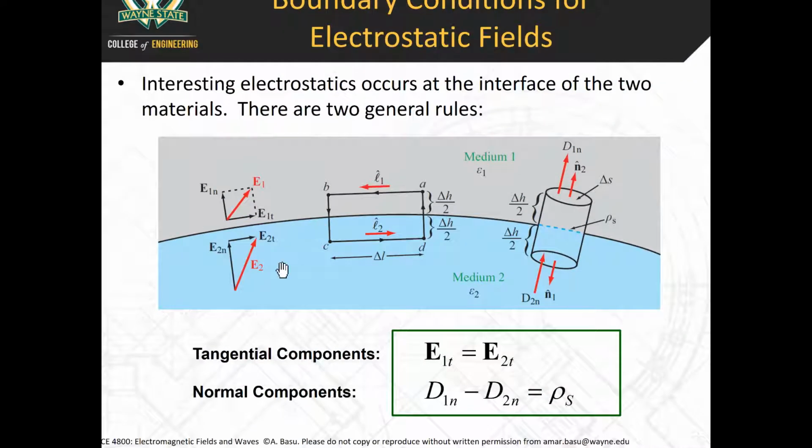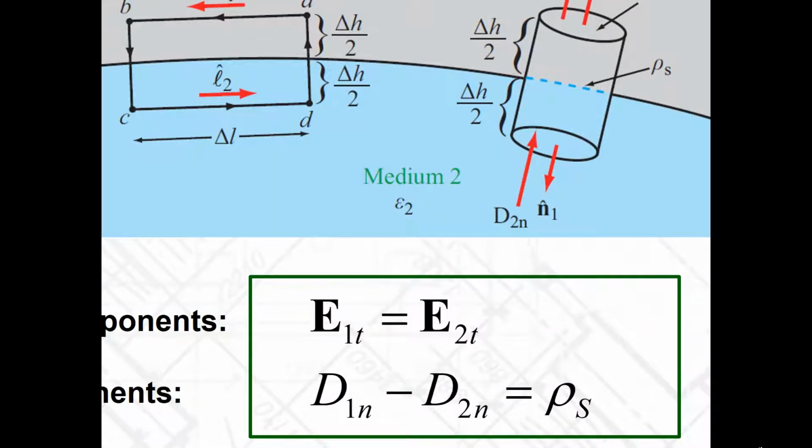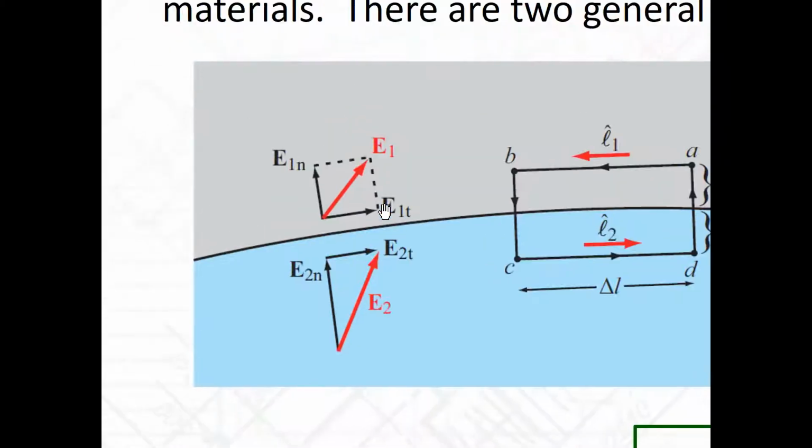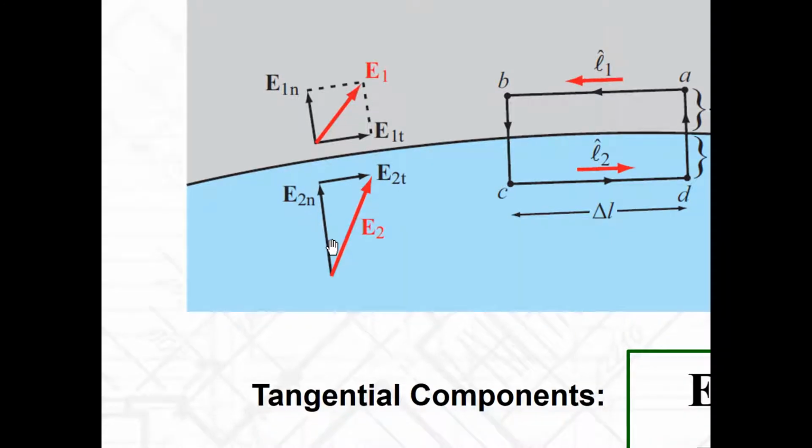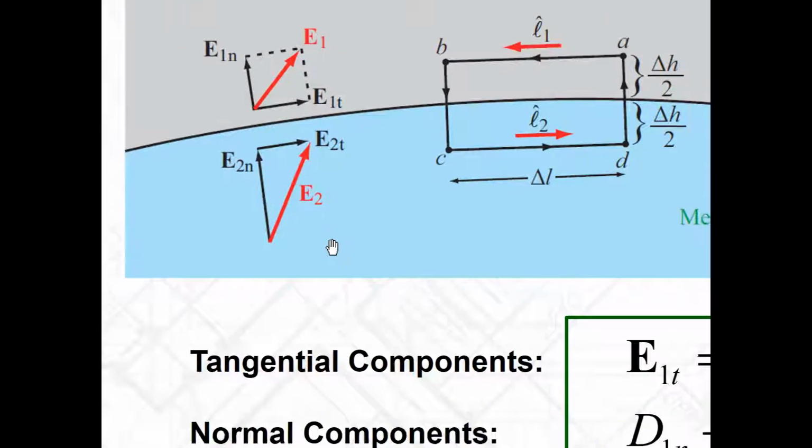So the first rule says the tangential components are continuous. We'll look at why that is on the next slide. The second rule talks about the normal components, the ones that are perpendicular to the interface, E1n and E2n, the components that are orthogonal to the interface. The relationship for that is D1n minus D2n is equal to rho sub s.